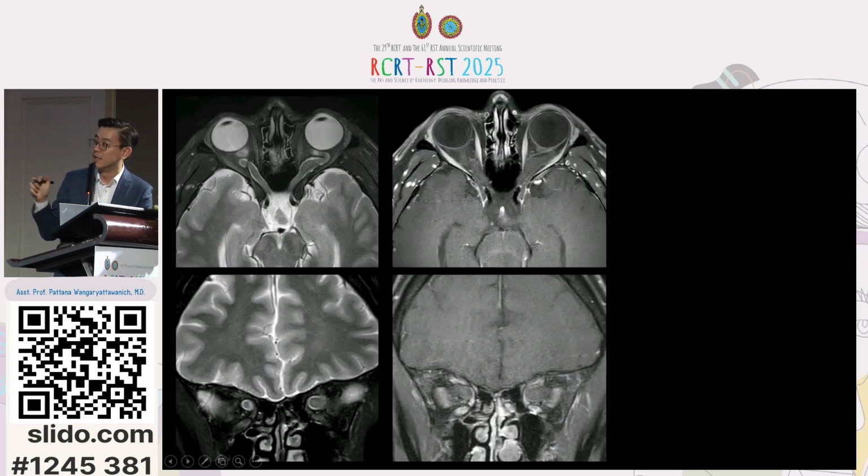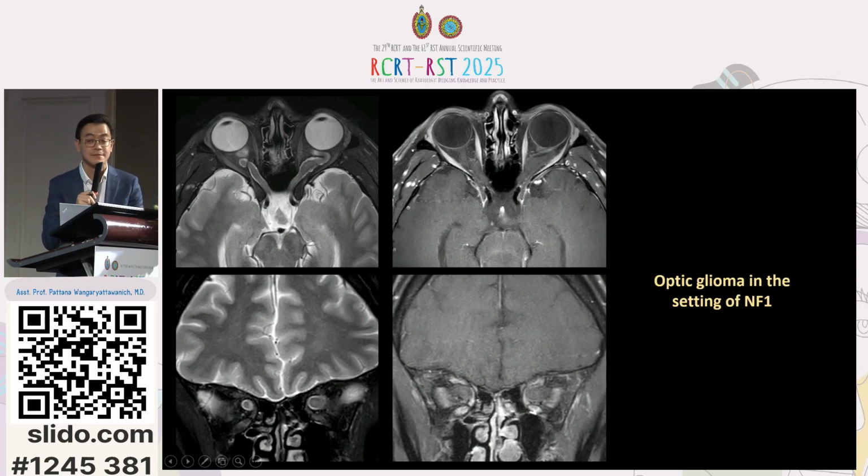And this is the last one, I believe. A young patient comes in who has bilateral optic glioma. So you see the classic finding of optic glioma in the setting of NF1. It's a fusiform enlargement of the optic nerve, and it has tortuosity along the course of the optic nerve as well, with just a little bit of enhancement or no enhancement on the post-contrast study.